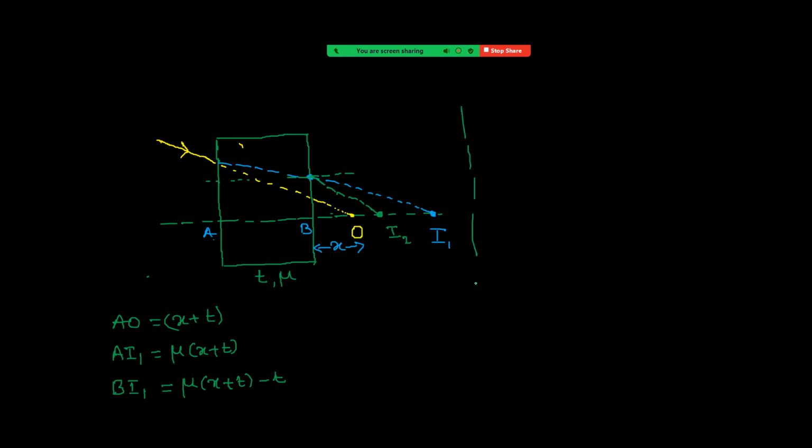Right. Now focus here. What is now BI2? BI2 is less than BI1. How many times? 1 by mu times. So BI2 is equal to BI1 by mu, right? BI1 by mu. See how much? x plus t minus t by mu. Because we are having here BI1, right? So by mu.